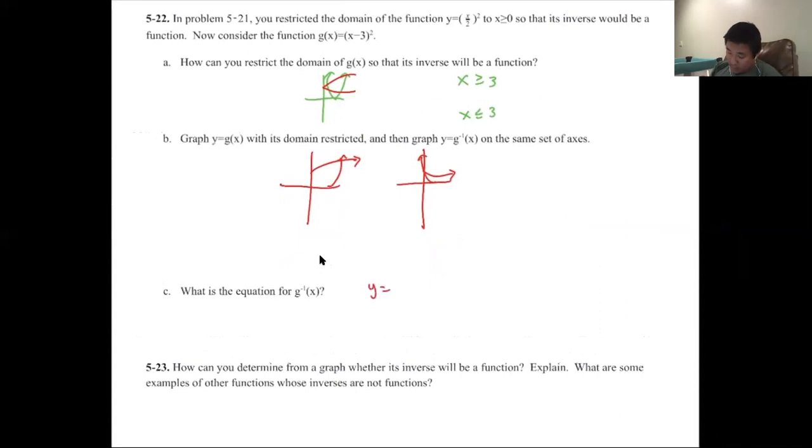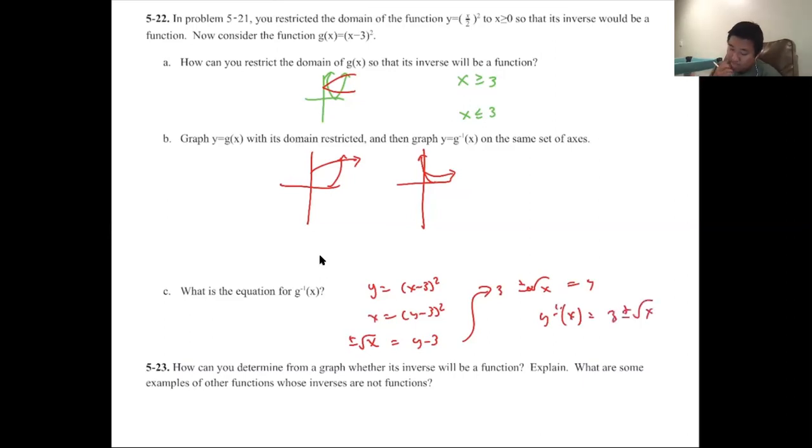What's the equation of the inverse? So y equals (x minus 3) squared, x equals (y minus 3) squared. The square root of x equals plus or minus y minus 3, so the square root of x plus or minus 3 equals y. So g inverse of x equals 3 plus or minus the square root of x.